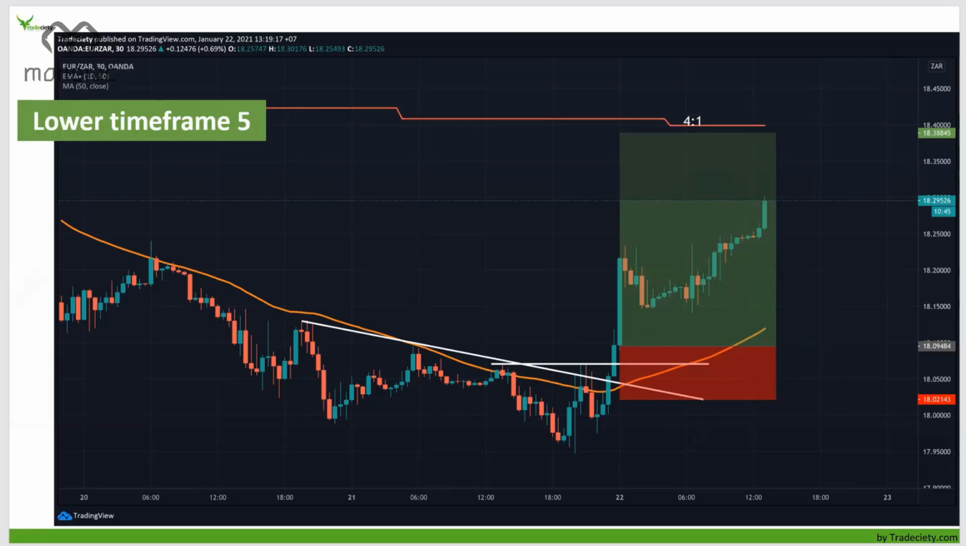So these are the 4 or 5 examples, and I hope this gives you a little bit more context on the daily bias, and helps you implement it more in your trading.